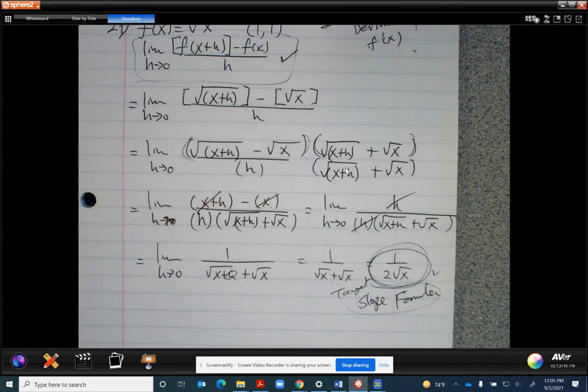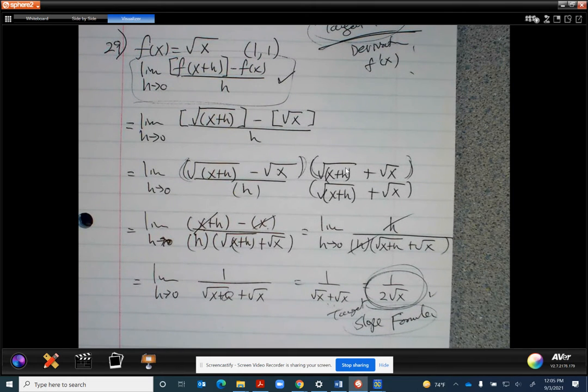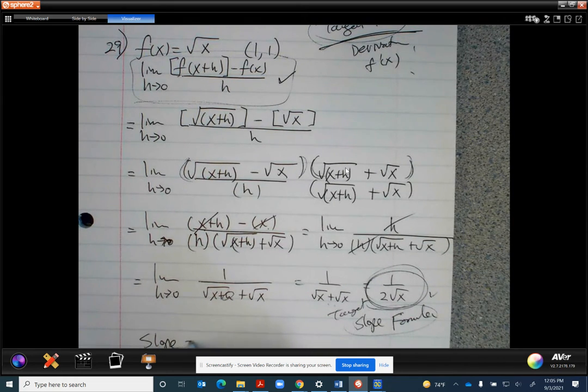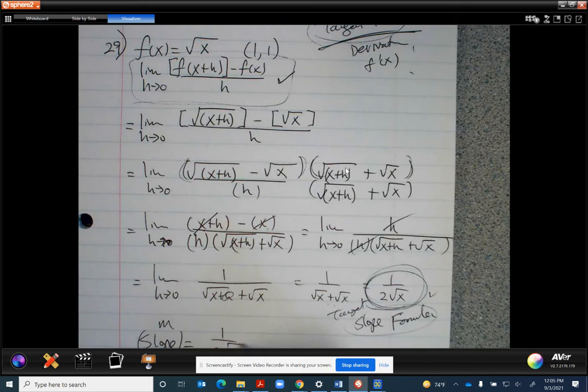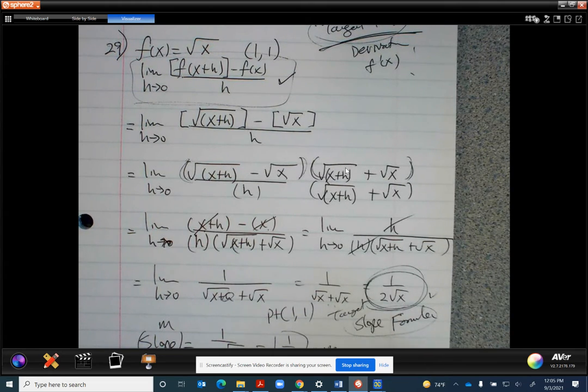All right, but is a point given to you? Yes, it is. What point is given? So what is your slope then? Remember, slope is m. What is your m? 1 over 2 times square root of 1, isn't it? Because the point is 1 comma 1, right? So you plug in 1, which is 1 over 2. That's your slope. Can you find the equation of your tangent line then?